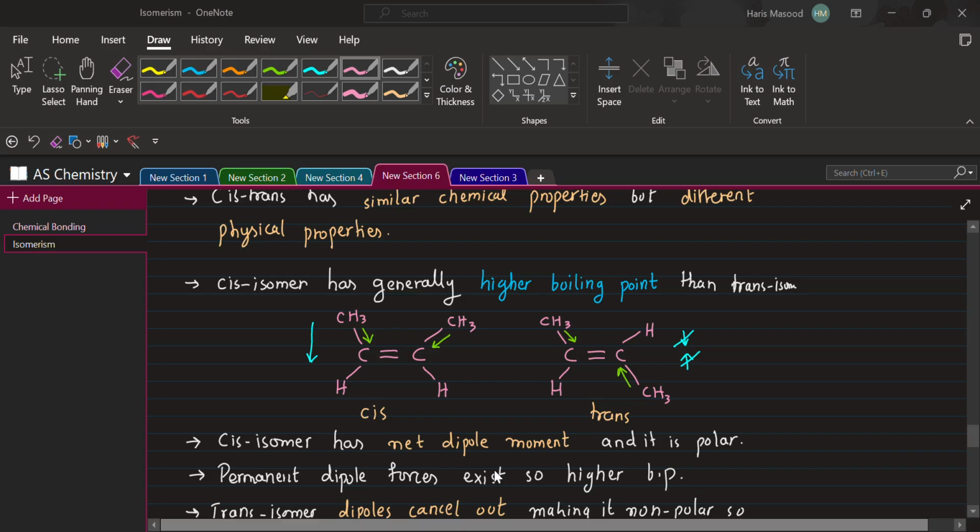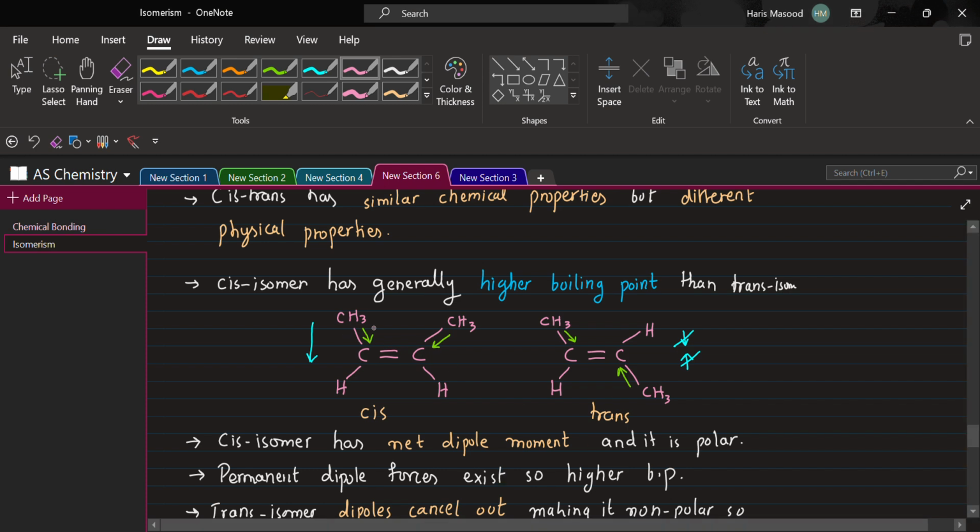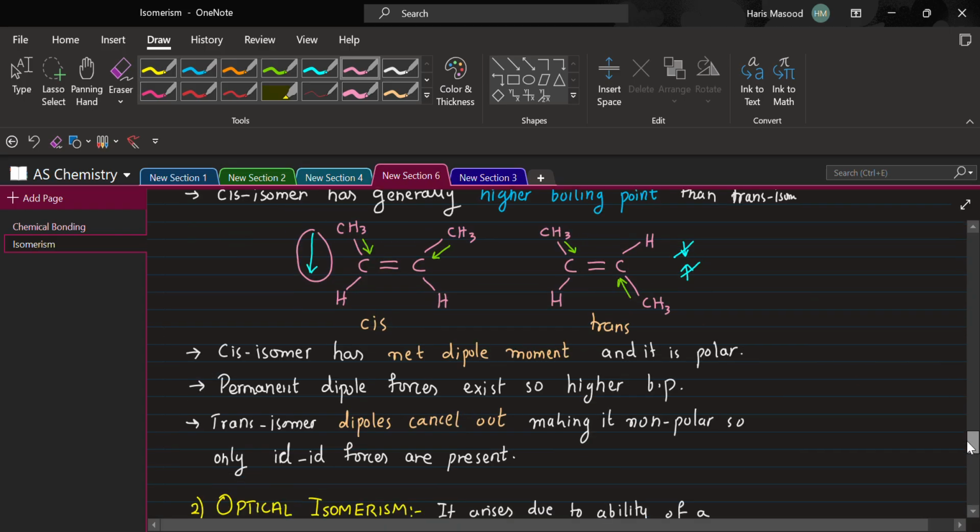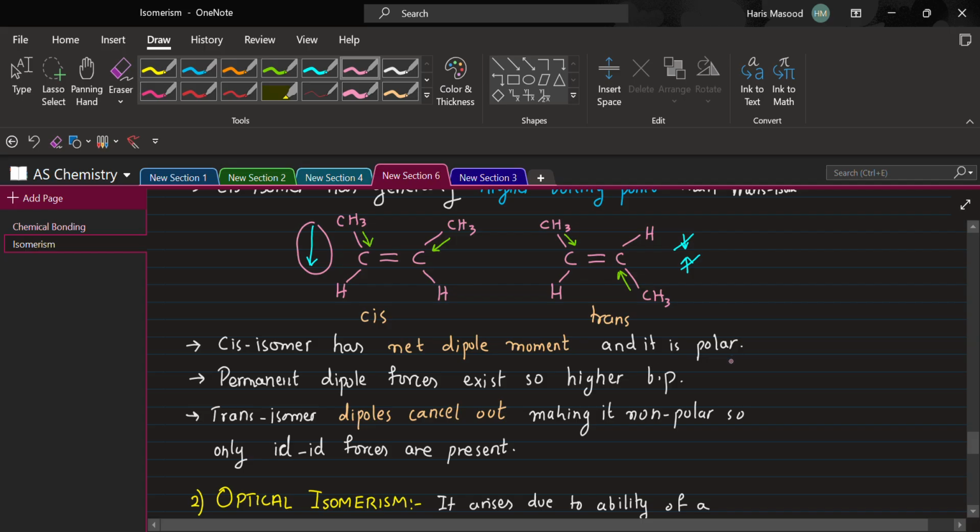Those forces occur when there is a net dipole moment in the compound. So what is the net dipole moment? Net dipole moment occurs when these groups, CH3 type groups, induce their electron charges, because they are like electron donating groups. So they induce their charges to the carbon. So these are inducing, there is a net dipole moment on the downward side. This makes the cis isomer polar. From that, permanent dipole forces exist, so higher boiling point.